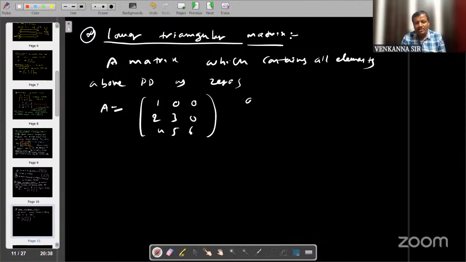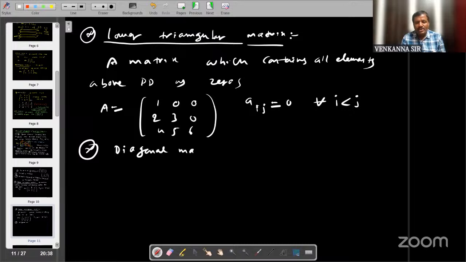What is the condition here? Aij is equal to 0 for all I less than j. The I value is 1, j value is 2; I value is 1, j value is 3; I value is 2, j value is 3. What type of matrix is it? A lower triangular matrix.